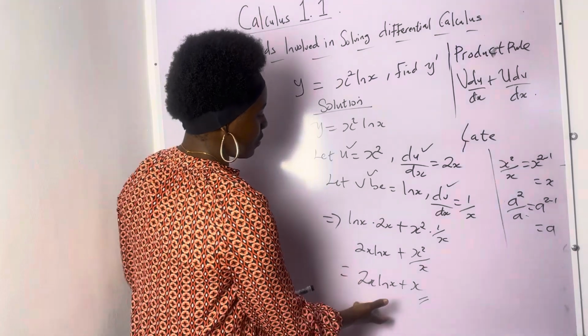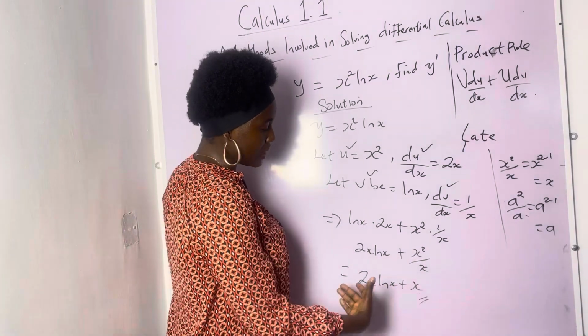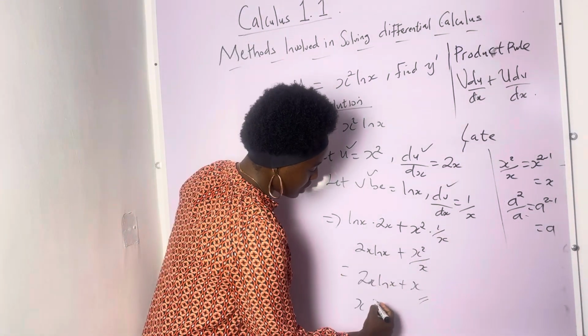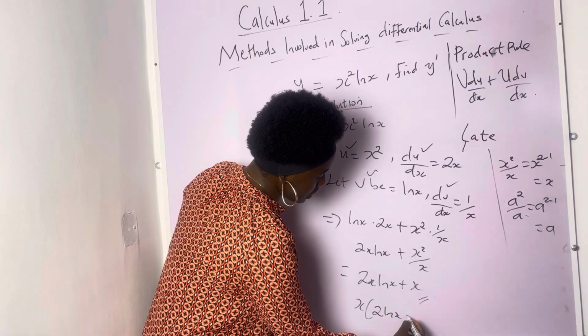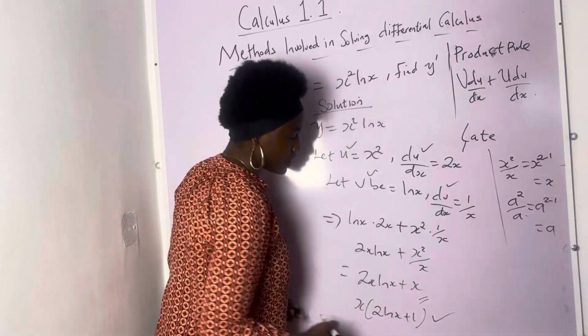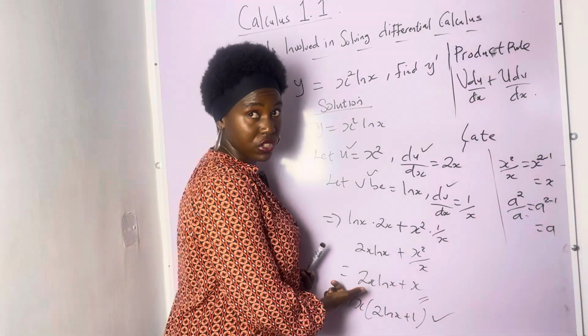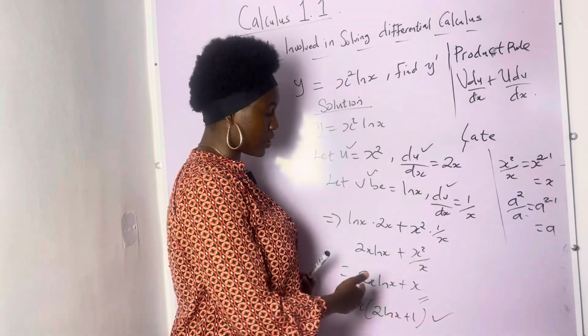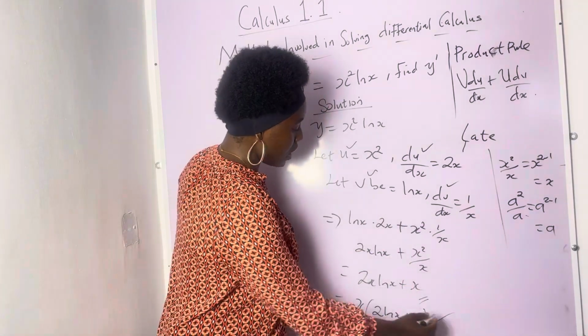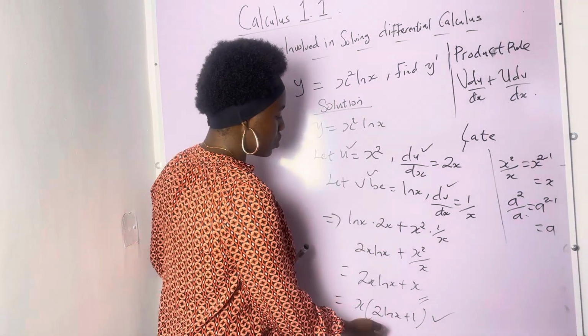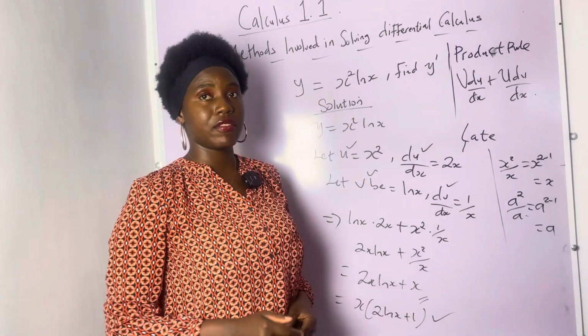You can also factor it out. What's common here is x. So you can bring out x to be x times (2 ln x plus 1) as our final answer. If you stop at the earlier point, you're still correct. Whichever way, you're still correct. So we have x times (2 ln x plus 1) as our final answer.